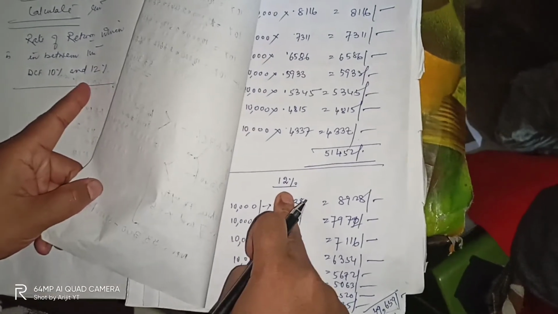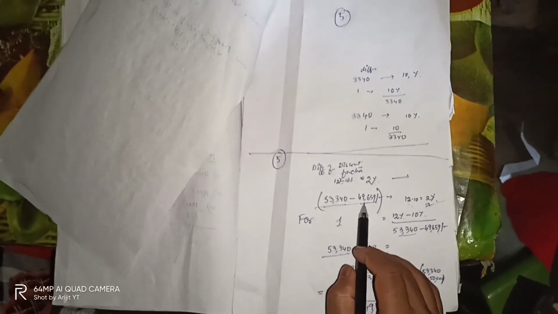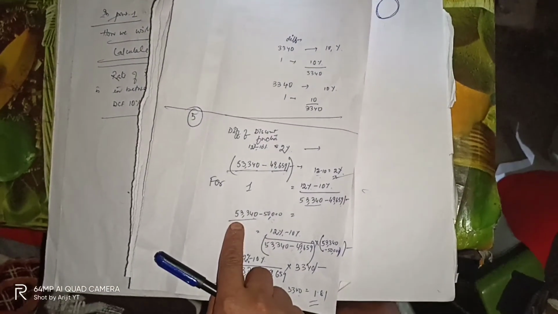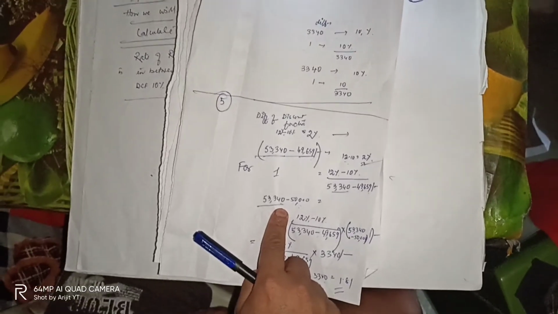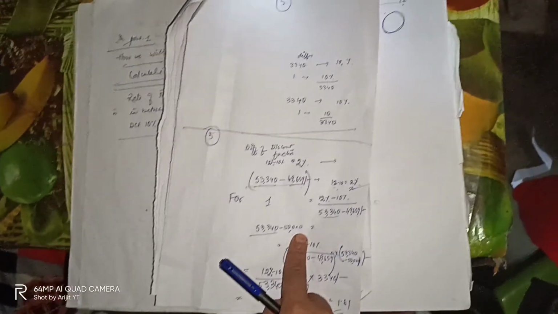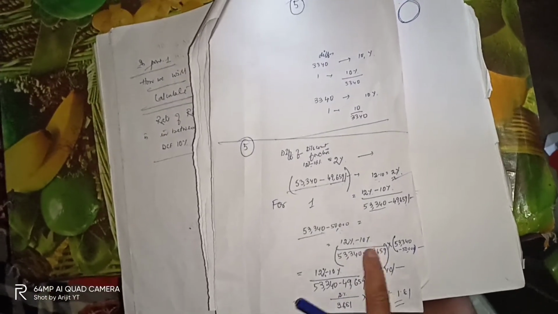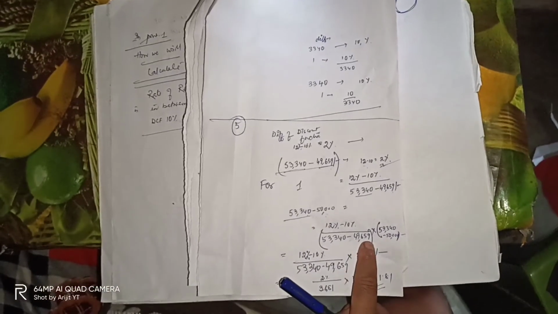Now you need to calculate the inclination of the internal rate of return from 10% to 12%, a difference of 2%. For the extent of difference between 53,340 and 49,659, our inclination of internal rate of return is 2%. Now as per the unitary method, we need to calculate the inclination of 53,340, which is arrived at with the 10% discount factor, over our initial investment of 50,000. It will be 12% minus 10%, divided by 53,340 minus 49,659.